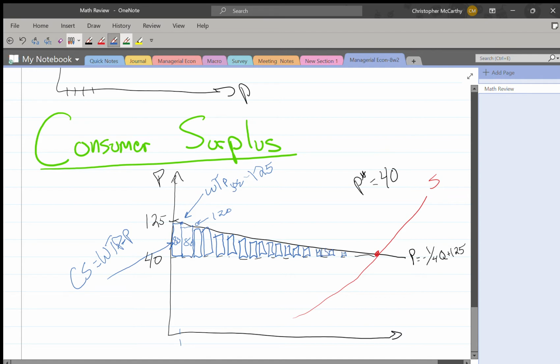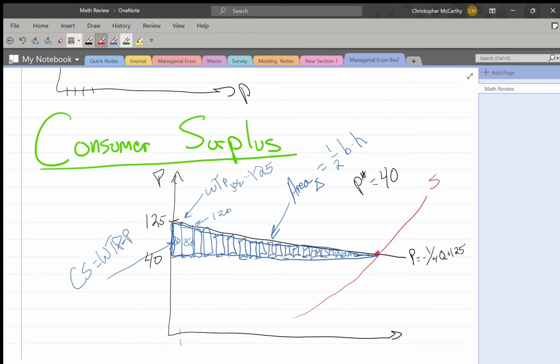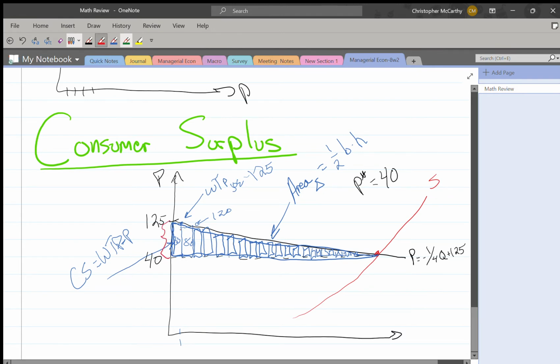For those of you that have taken calculus, you know that this is an integral. But for those of you that haven't taken calculus but have some geometry lessons, if we want to figure out the whole area of this thing, do we know the formula for it? Heck yes, we do, right? The area of a triangle is equal to 1/2 base times height. And we know the height is going to be 125 minus 40, so that's going to be 85.